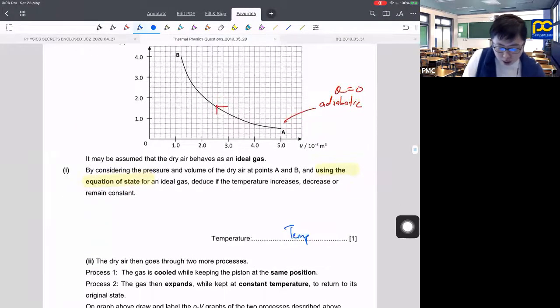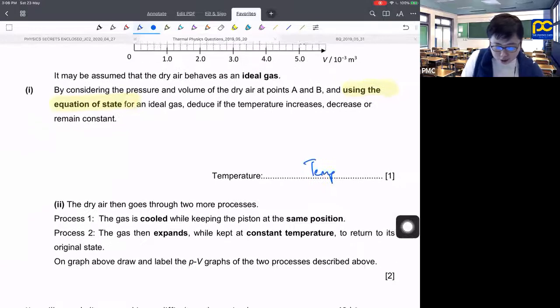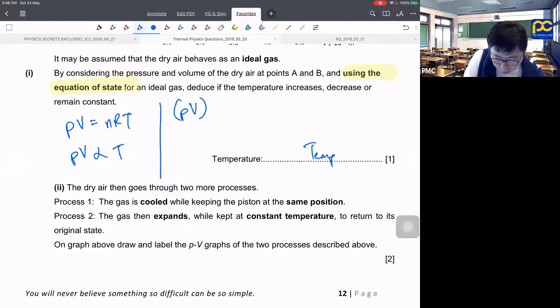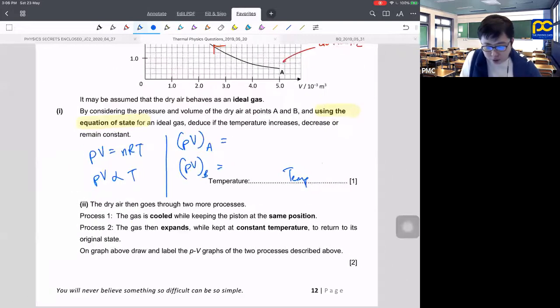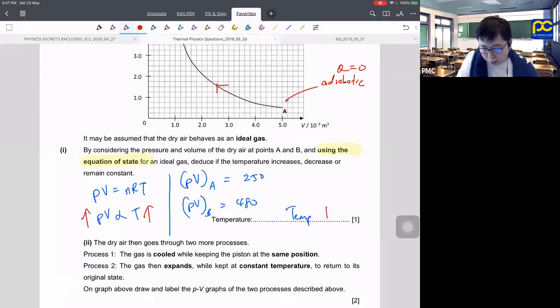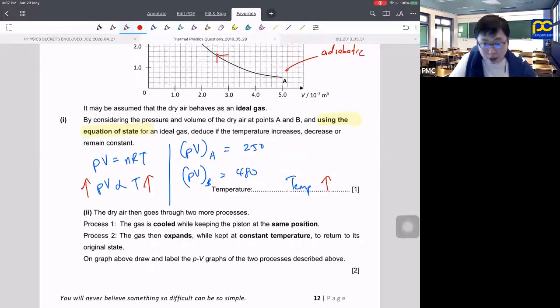So you calculate the PV. This is a state question, so you don't have to explain. If you have to explain, you must tell them that first of all, PV is nRT, which means that the product of pressure and volume is proportional to temperature. Then you must show clearly PV at point A and PV at point B. You multiply and get 250 and 480. It clearly shows that the PV increases, so temperature must go up. So that's the first part.